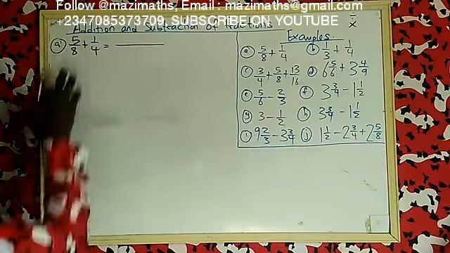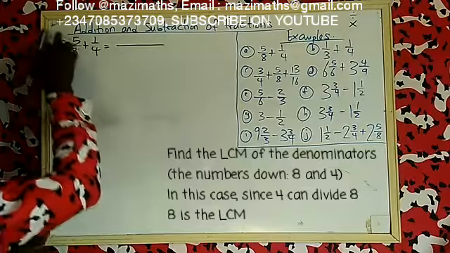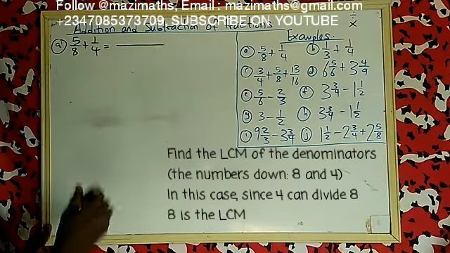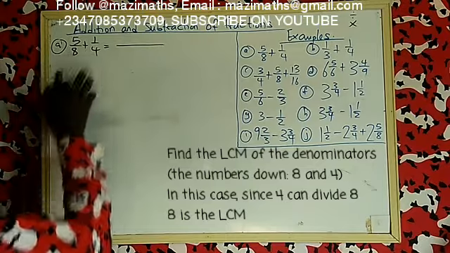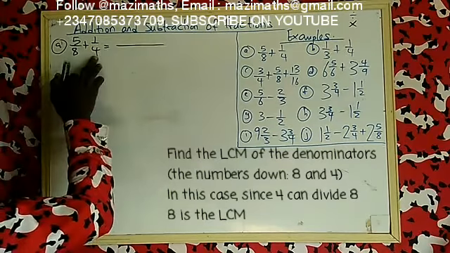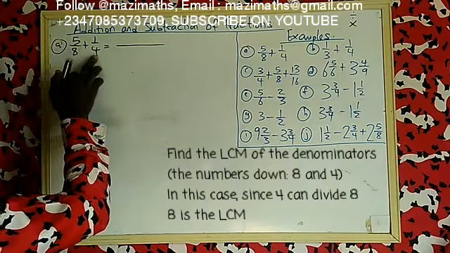What you go do first, we say you go look for the LCM of 8 and 4. That is the denominator. You know the one upstairs, we call them numerator, and the one down, we call them denominator. So you go look for the LCM of 8 and 4. So if I were maybe at the exam and I won't finish my work on time, what I will do is I will check the smallest of the denominators, the one that is small.